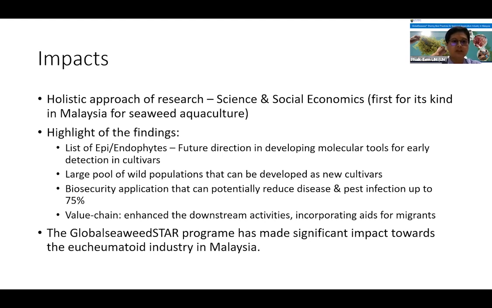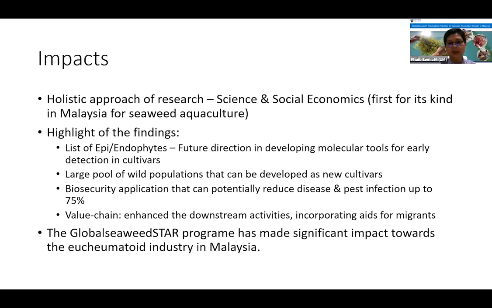We have found a large pool of wild population that can be developed as new cultivars, and this has to be incorporated with the establishment of the biobank. And biosecurity application can potentially reduce disease and pest infestation by up to 75%. Based on the value chain analysis, there is a need to enhance the downstream activity, incorporating aid for migrants. In short, the GlobalSeaweedSTAR program has definitely made significant impact.